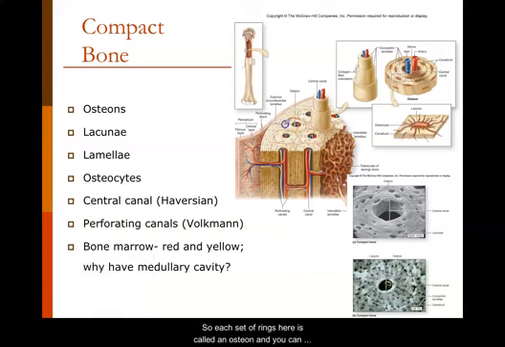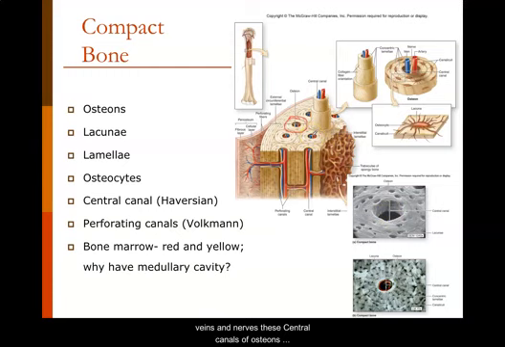So each set of rings here is called an osteon. And you can see that an osteon is three-dimensional, right? It's more of a cylinder. But if I look at a cross-section of an osteon, it's going to have this appearance here, or under the light microscopes that we have, it looks like this image on the bottom here. We're going to find a central canal in the middle. That central canal is a hollow space that contains arteries, veins, and nerves.